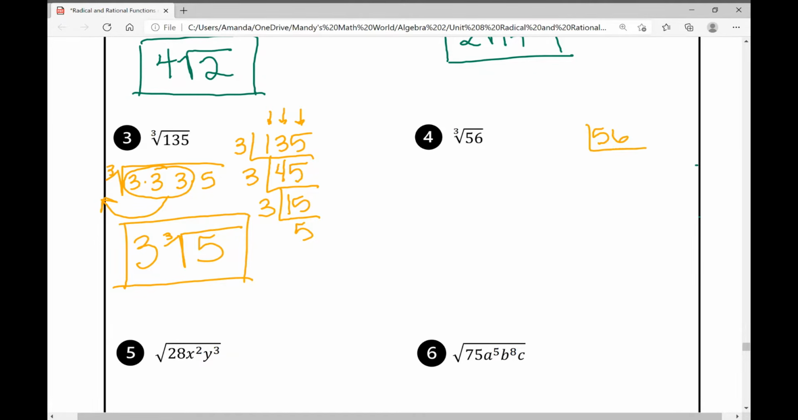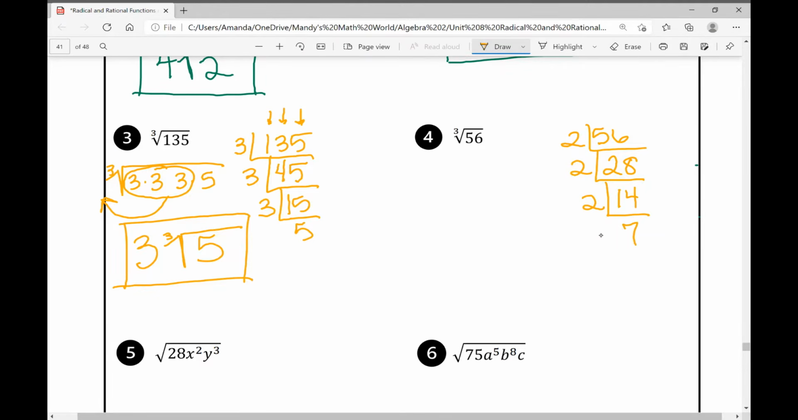56 is even, so I know it's divisible by 2. I'm just doing the prime factorization of these numbers, right? So these are all prime numbers, so that's why it's the prime factorization. So 56 divided by 2 is 28. Another even number, so I know it's divisible by 2. 28 divided by 2 is 14. Another even number, so I know it's divisible by 2. 14 divided by 2 is 7.